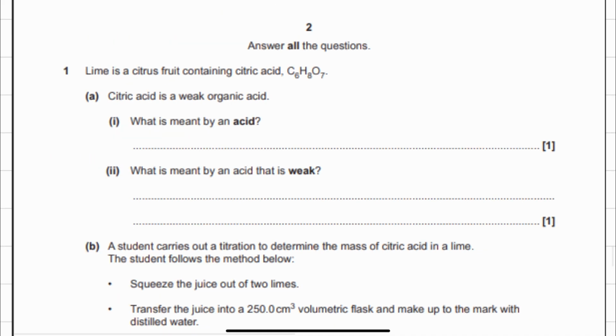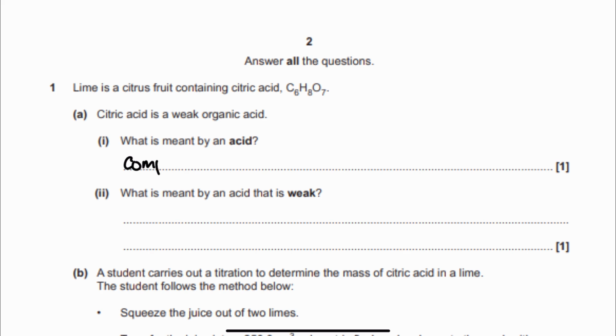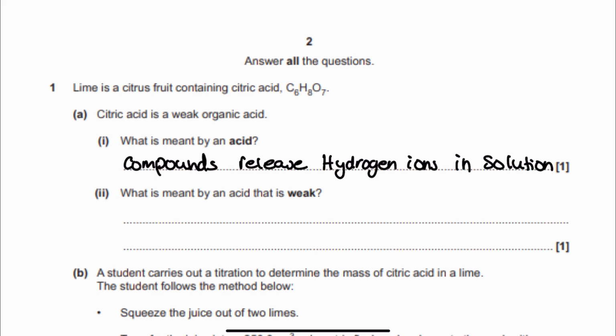So what is meant by an acid? Well, an acid, we've already said, is any compound that releases hydrogen ions in solution or water. Alternatively, although this is the definition that I've given you within this chapter, we know from A2 that for questions such as these, you will also get the marks by simply saying a proton donor. That is all you need to say for this mark.